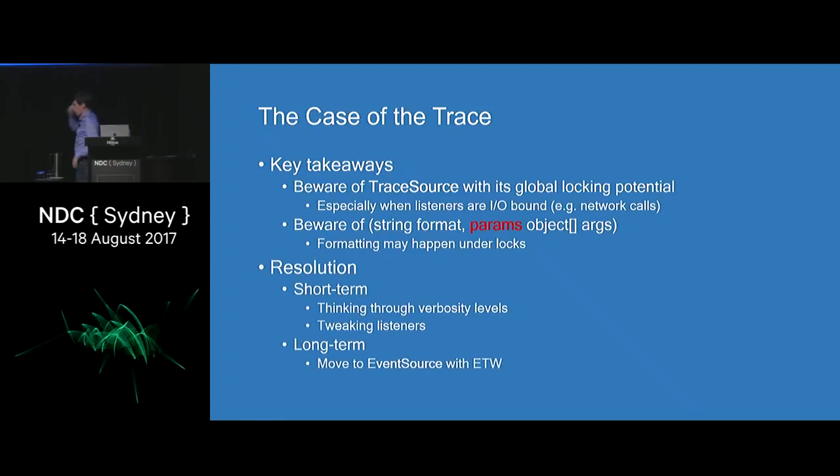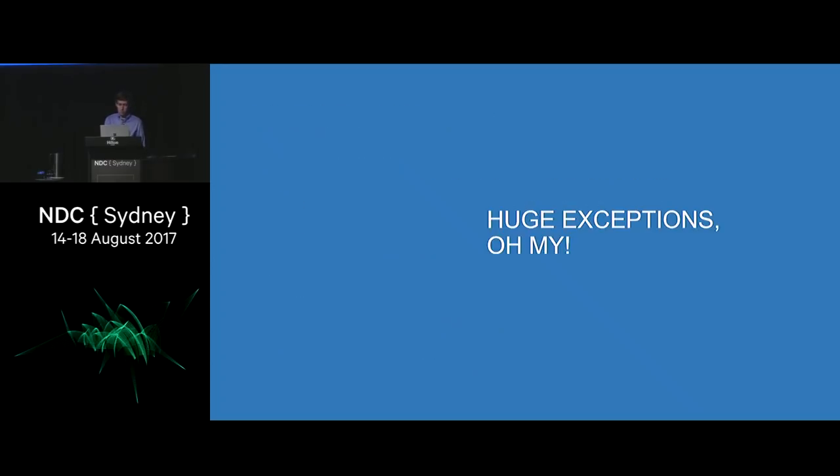So the short-term resolution there was, of course, to just disable that trace listener, which was kind of throwing a wrench in the whole thing. But more long-term, and I'll talk about it in a moment, we actually moved completely away to EventSource. How many know EventSource? Yeah. So EventSource is a much more interesting system to do tracing. It's based on ETW, which also all of Windows and the .NET framework is using. So very robust system, and I'll show you a couple of examples of that in a moment.